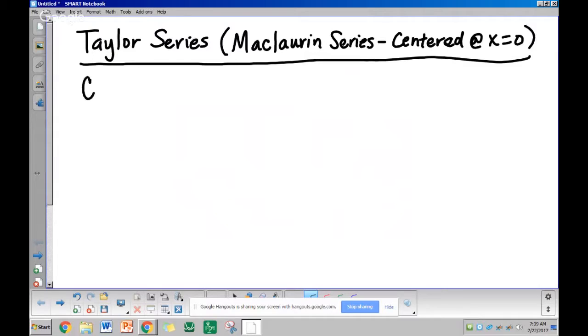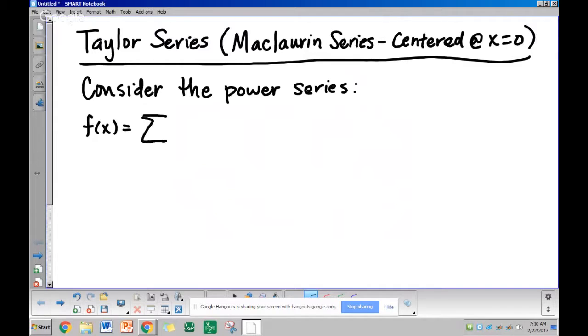So let's consider the power series centered at 0. f of x equals the sum from n equals 0 to infinity of c sub n x to the n, where c sub n is just a constant. So those are just the coefficients of our polynomial.